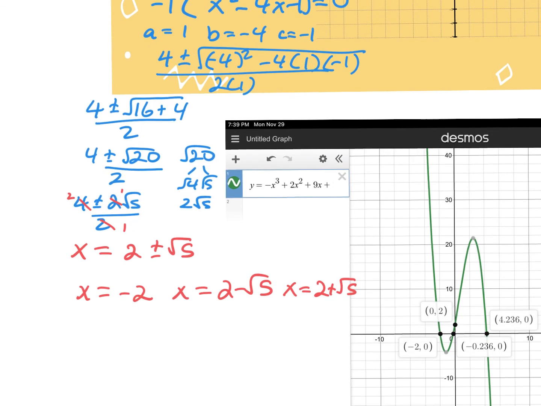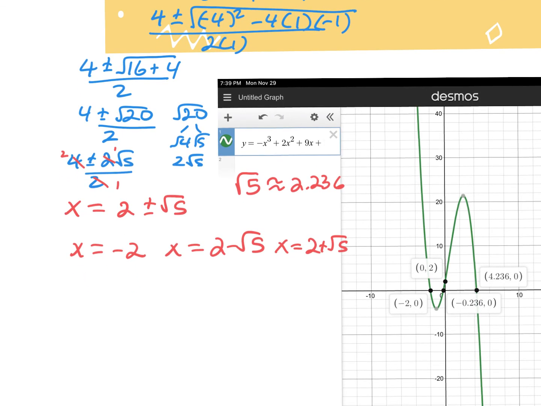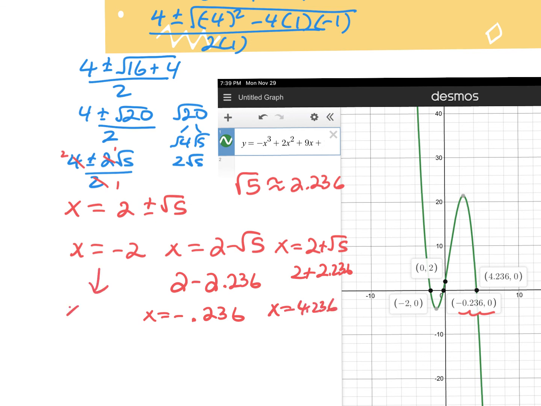Now again, if you want to approximate the square root of 5, it is approximately 2.236. So I'll figure out where I need to graph these. And notice here, I've got the -0.236. So here, 2 minus 2.236 gives me -0.236 for this one. And then here, 2 plus 2.236 gives me the 4.236. And then again, here's this one.